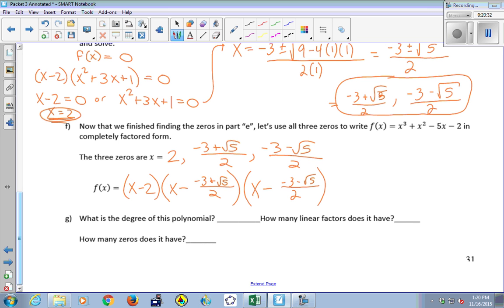What's the degree of that polynomial? 3, right? When it's written all out, multiplied out, it had degree 3. And it has 3 linear factors that I just wrote, right? 1, 2, 3, and it's got 3 zeros.